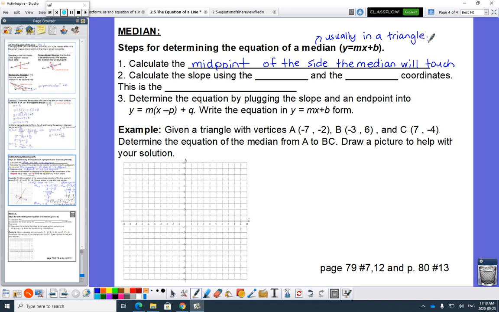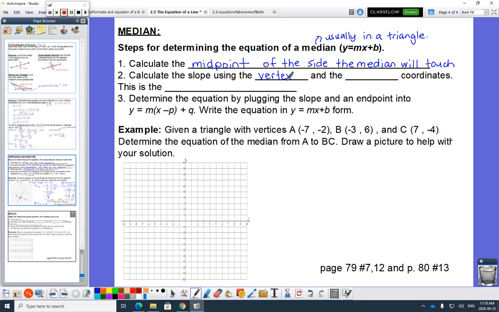So then we talk about the side the median will touch. It's the side of the triangle, which means there's 3 possible line segments. Make sure you read the question carefully, because we're going to calculate the slope, which needs 2 points. So you have to be given a vertex of the triangle, one of the points that you're going from.